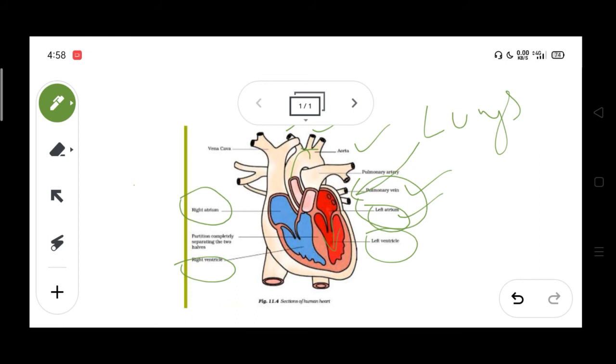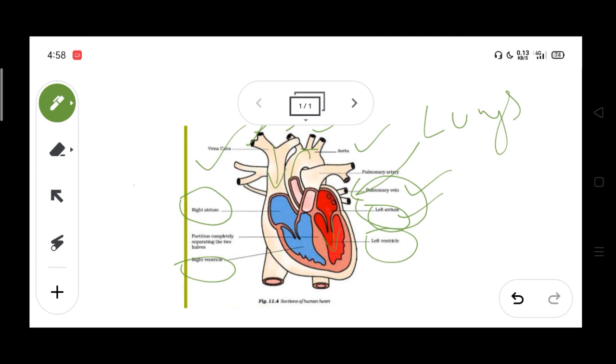The aorta will divide into arteries, and arteries will divide into capillaries, and they will pump the oxygen rich blood to all the cells. From the cells, carbon dioxide rich blood will be pumped by the capillaries to the veins, and the veins rejoin to form the vena cava. Vena cava is the main vein. You can see the vena cava has small branches here. These are the veins. All the veins join here and become the vena cava, the main blood vessel of veins.